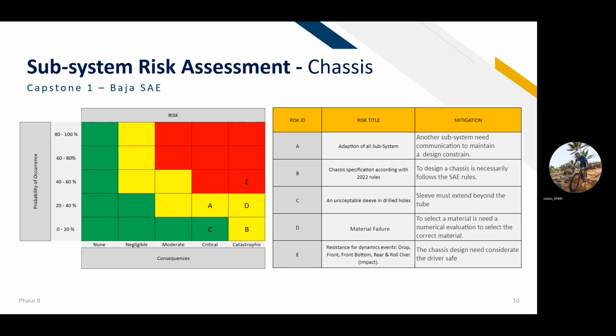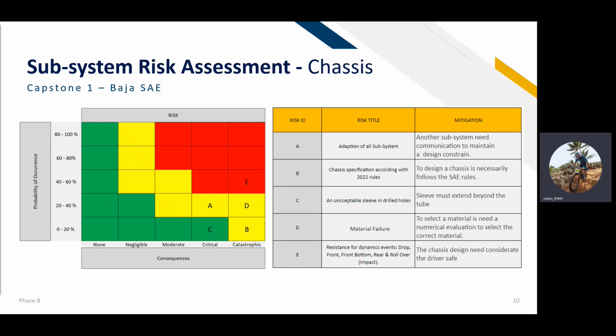In the risk assessment, the chassis is the subsystem with the highest risk during the dynamic events. The chassis is heavier in terms of safety. The risks are: letter A, adaptation to a subsystem; letter B, the chassis specification according to the 2020 rules; letter C, an unacceptable slip in drill holes; letter D, the material failure; and letter E, the resistance for dynamic events like drop from bottom, rear, and roller impacts.